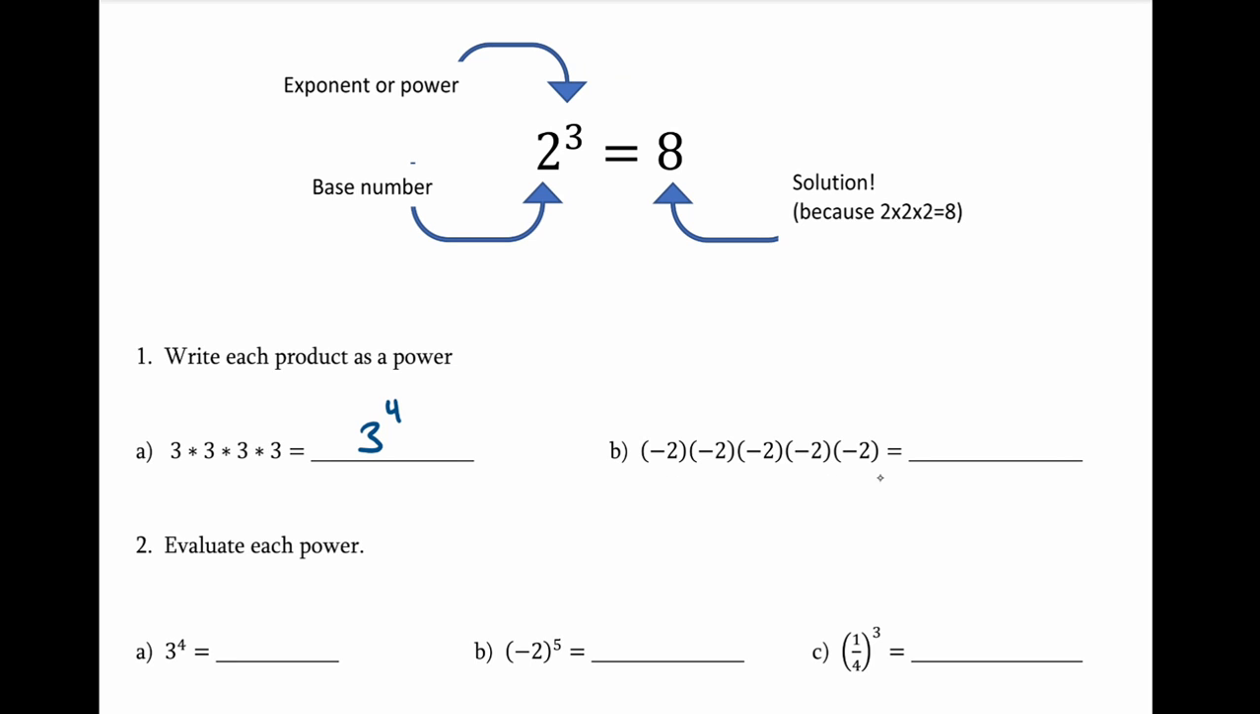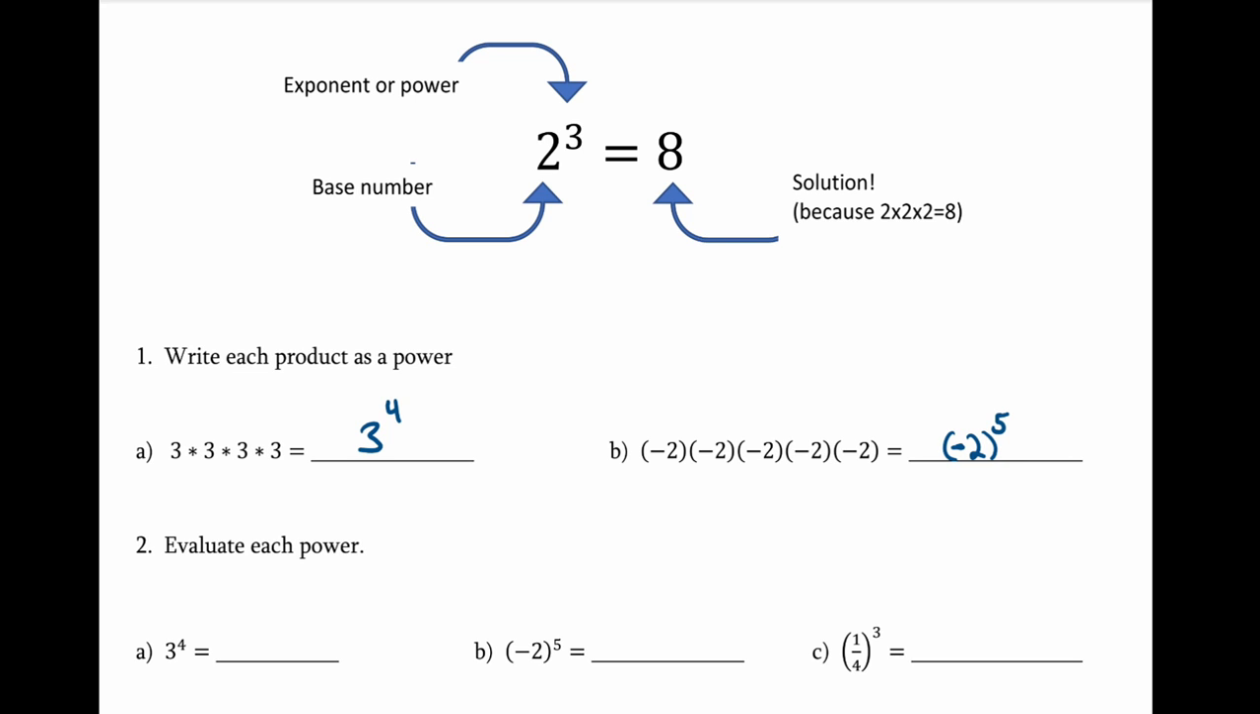For b, we can see, even though there's no multiplication sign, when we see two things in brackets next to each other, that means that it is multiplication as our operation. So I see that I have -2 being multiplied multiple times, so -2 is going to be my base. And then because it's being multiplied 5 times, that's going to be my exponent.